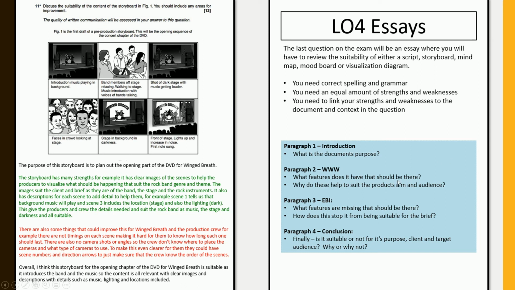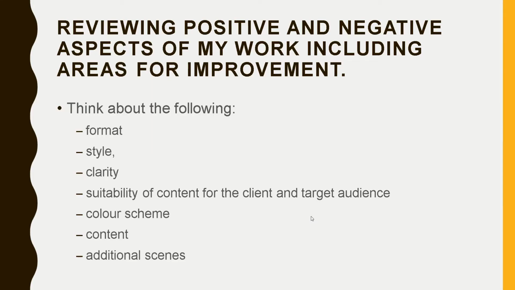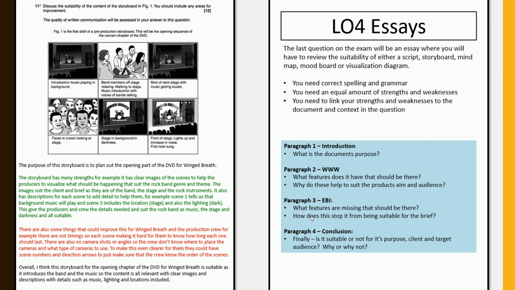Paragraph 3 is the EBI, even better if. What features are missing that should be there? How does this stop it from being suitable to the brief? Again, link it back to these elements here: formatting, style, clarity, suitability of content for the client and target audience, colour scheme, so on and so forth. And then the conclusion, paragraph 4. Finally, is it suitable or not for its purpose, client and target audience?